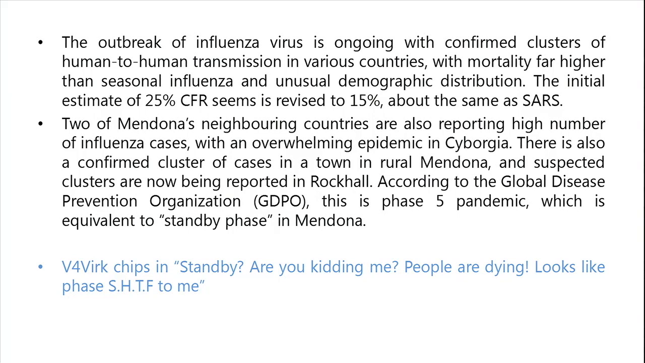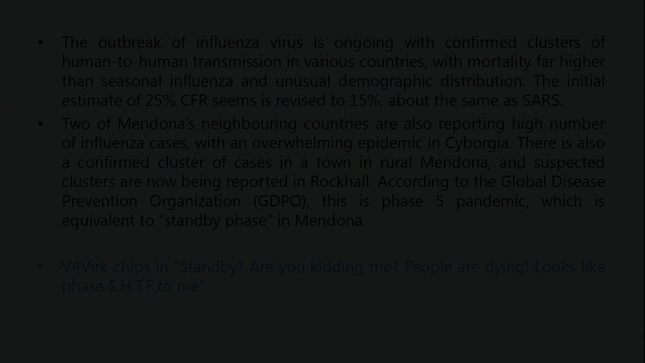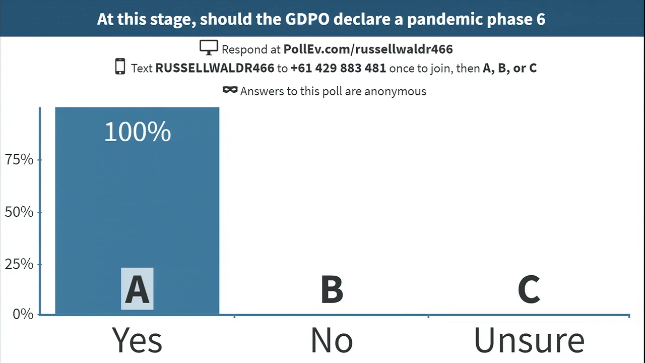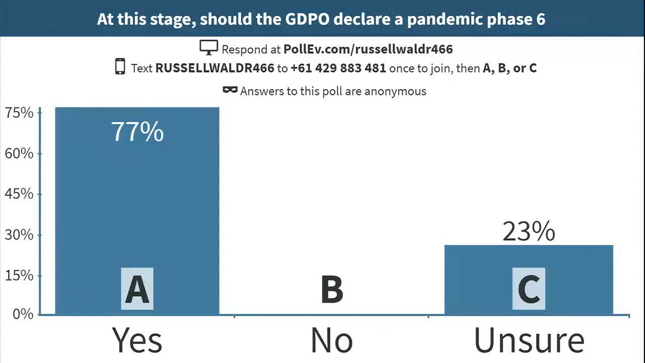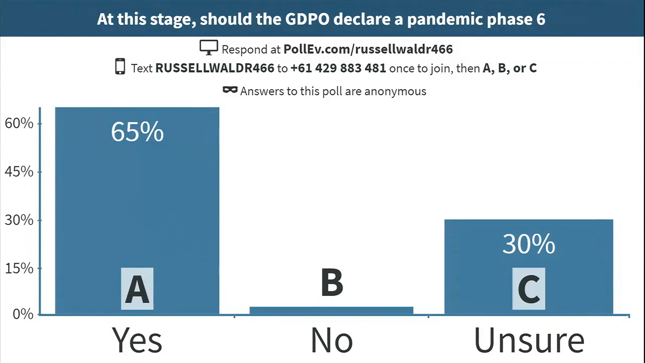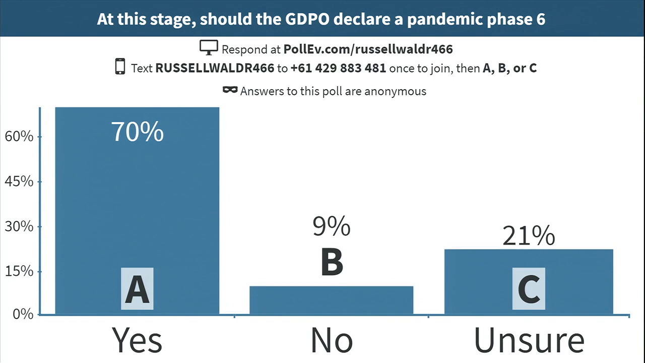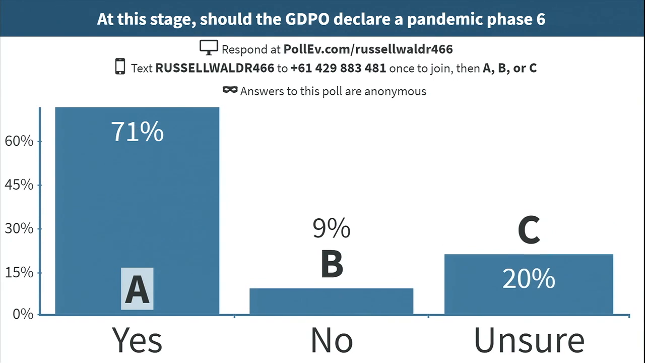So those of you who are not Australian might have to ask your Australian colleagues what that means. Okay, we have another question. At this stage, should the GDPO declare a pandemic phase six? That's a fully fledged pandemic. 100% yes. Well, Dr. Big Shot doesn't agree. Okay.